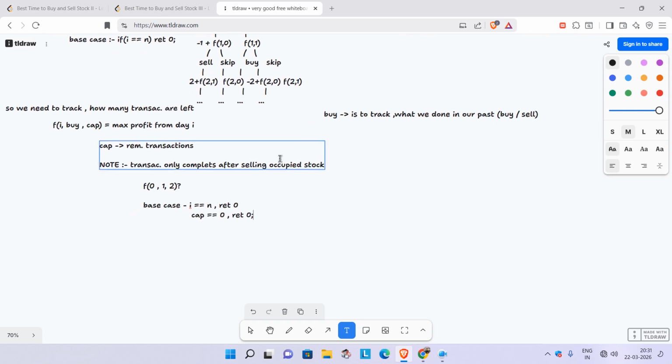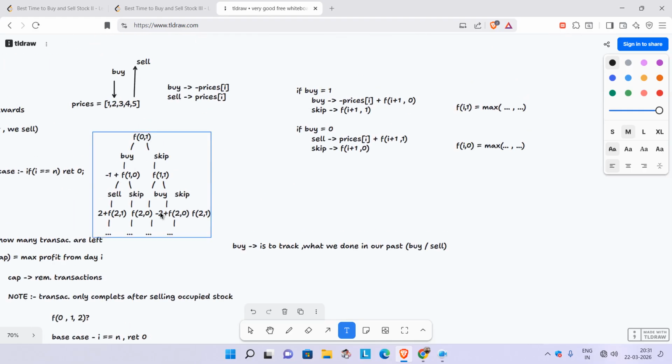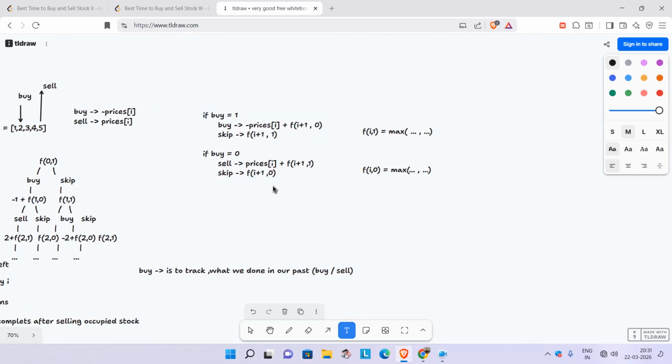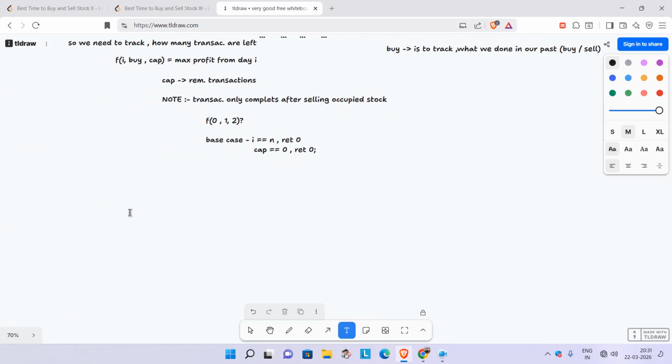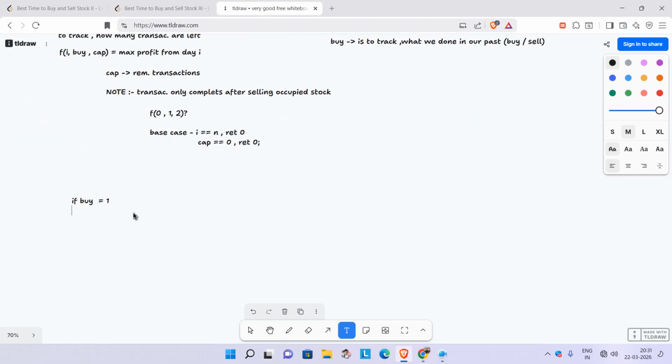Okay, so now let's come to the relation between buy and sell. Since we discussed this in our previous problem, we have to do it similarly. If our buy is 1, it means we can buy. So we have two options, either buy or skip.